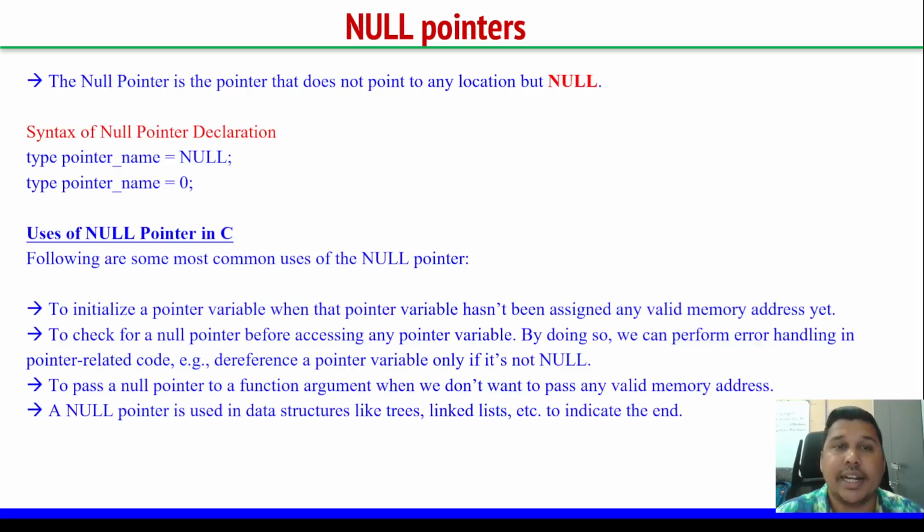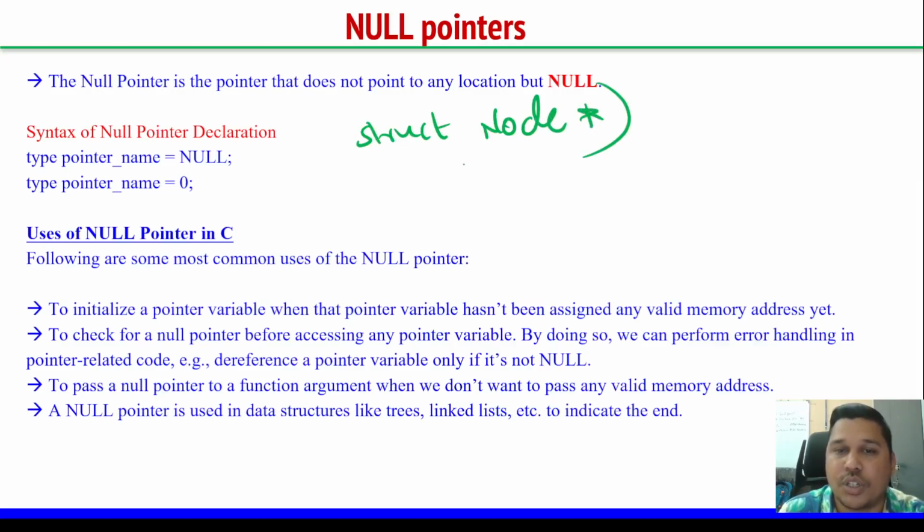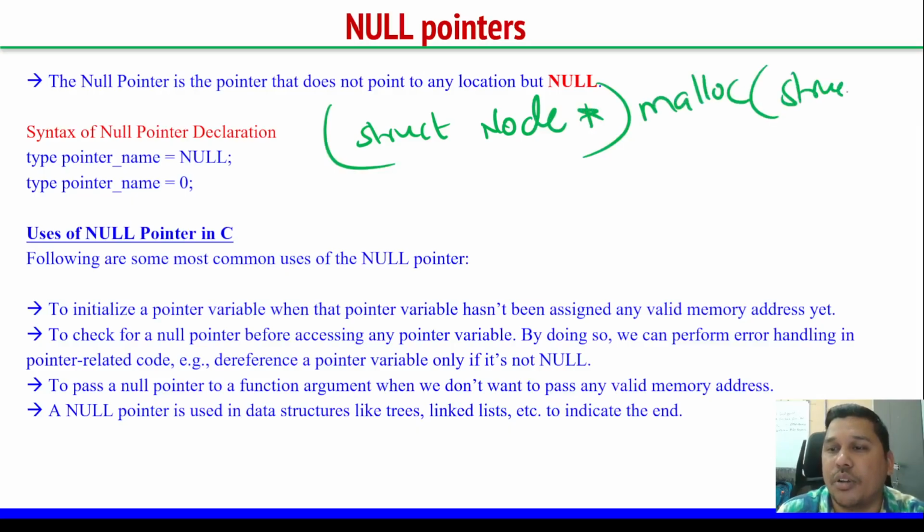Let us see the next type of pointer, that is null pointer. Okay, before we go into null pointer, I will talk a little about the linked list structure. If you remember the program implementation of a linked list, whether single or double linked list, what are we trying to do there? We are trying to create a node. First you will write struct node star temp equal to malloc of struct node.